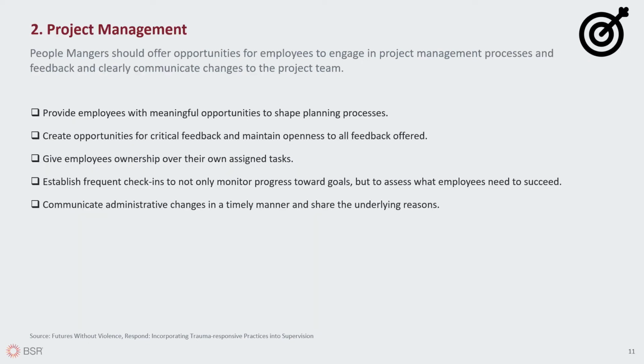There are many ways to implement trauma-informed principles into the practices of team and project management, including offering opportunities for employees to engage in project management processes and feedback, and clearly communicating changes to the project team, creating opportunities for critical feedback, and maintaining openness to all feedback offered so that employees feel safe in expressing themselves, giving employees ownership over their own tasks while also offering support and guidance as needed, establishing frequent check-ins to not only monitor progress towards goals, but to assess what employees need to succeed, and being transparent about and communicating administrative changes in a timely manner, which helps to build trust.